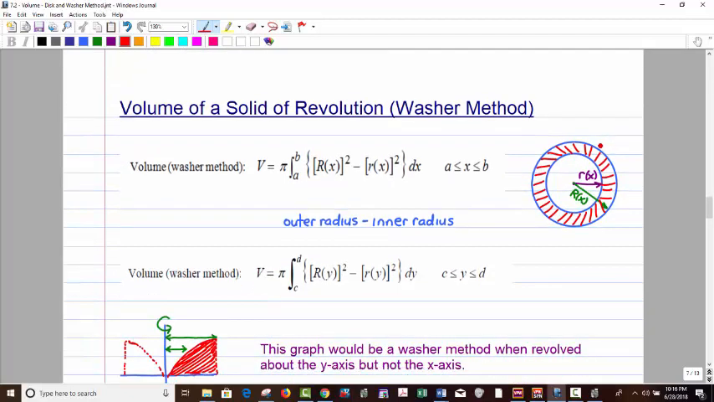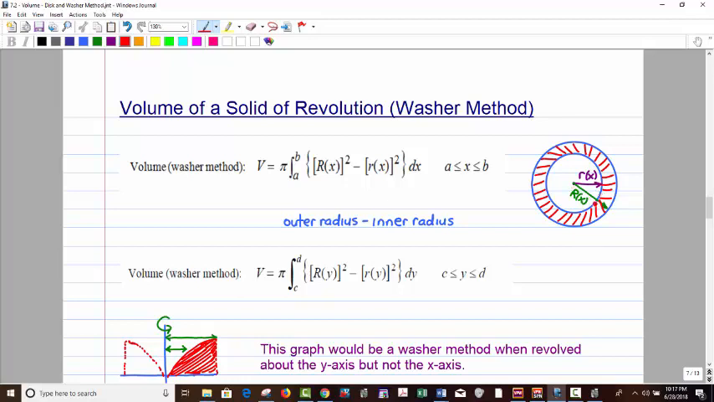Volume of a solid of revolution, washer method. Washer method means there's a gap in it. You're finding a volume that has some sort of gap in it. Now this is like a typical washer that you'd use with screws and nuts and things like that. Say we're trying to find the volume of this inner part right here. That's assuming it's 3-dimensional, of course.